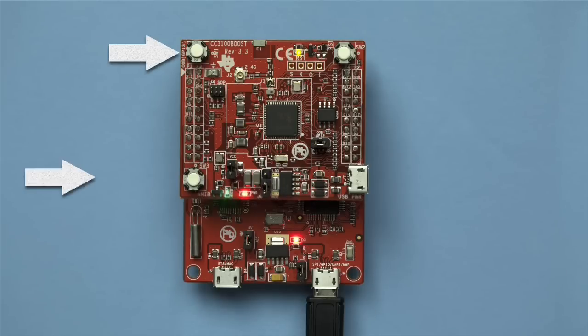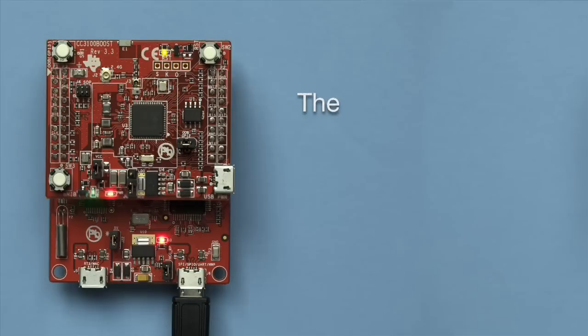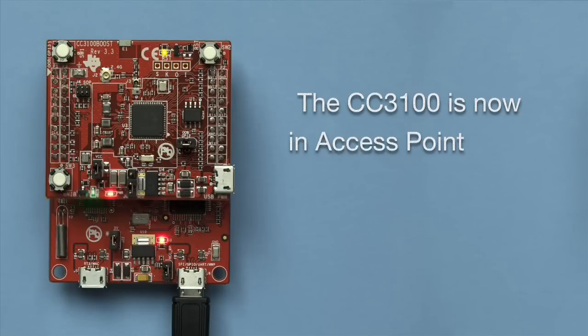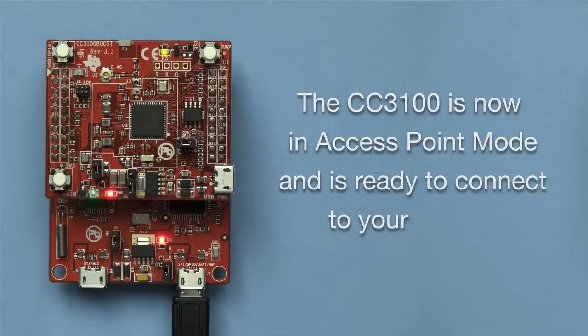To start access point mode, hold down switch 1, marked SW1. While holding down switch 1, press and release switch 3, marked SW3. Now release switch 1. The CC3100 is now in access point mode and is ready to connect to your device.